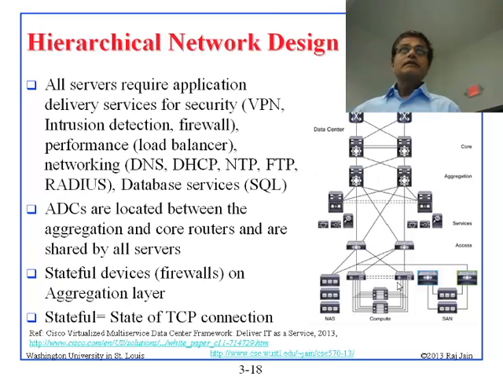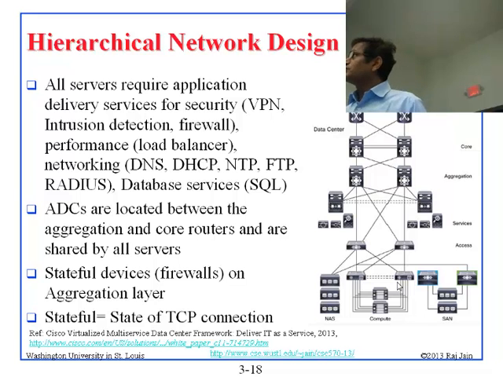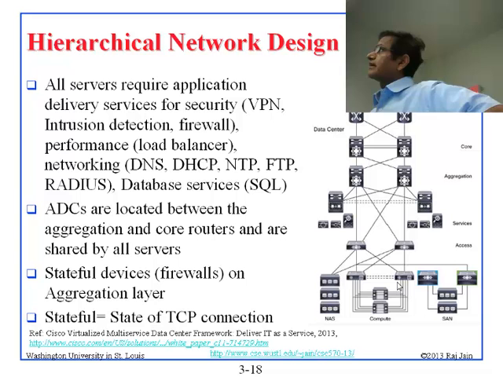Now, the thing is that you just don't need the servers and the switches. You need a lot more. What you need is lots of what we call application delivery controllers or application delivery services. For security, you need VPN servers, you need IDS, intrusion detection systems, you need firewall. For performance, you need load balancers. For networking, you need DNS.